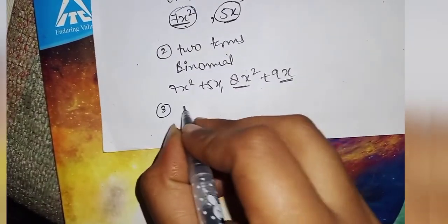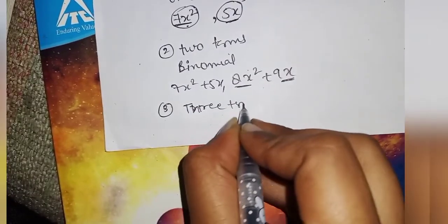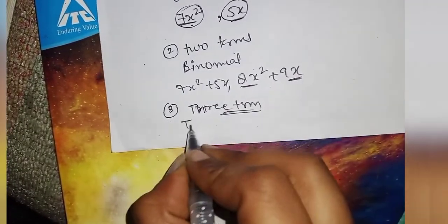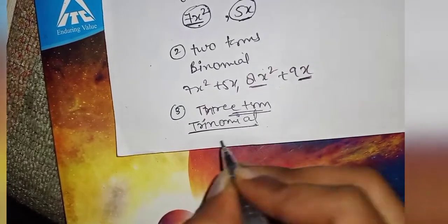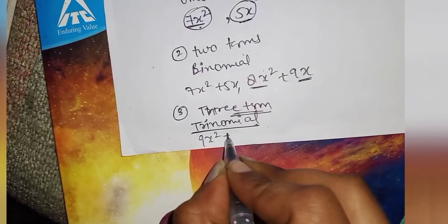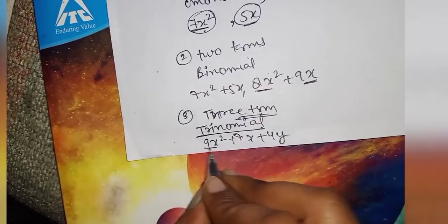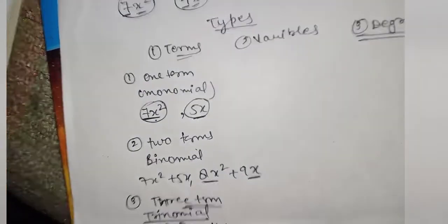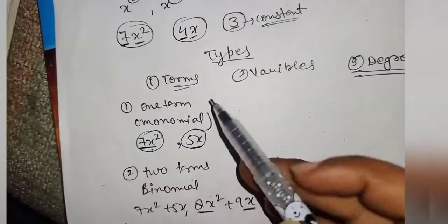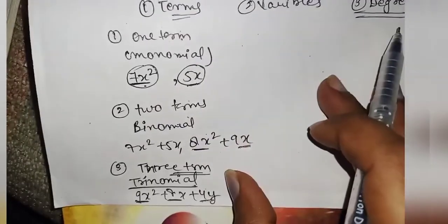And the third part is three terms, which is known as a trinomial, which consists of three terms like 9x square plus 8x plus 4y. So it is known as a trinomial, in which there are three terms. I hope you understand the terms: one term is a monomial, two terms a binomial, and three terms a trinomial.